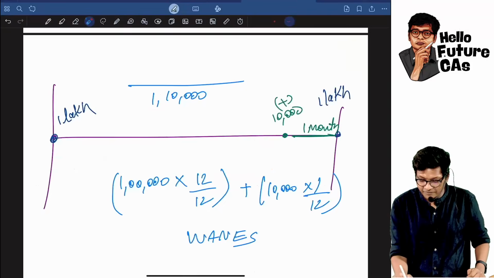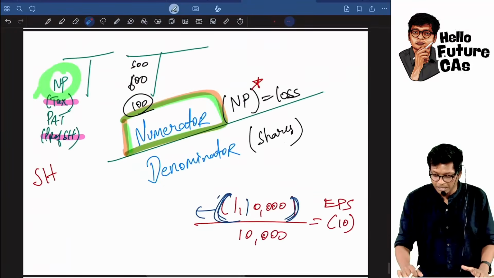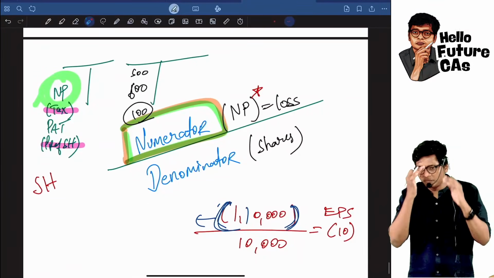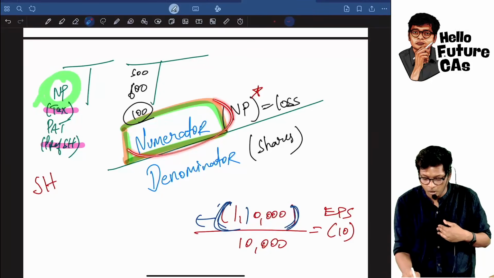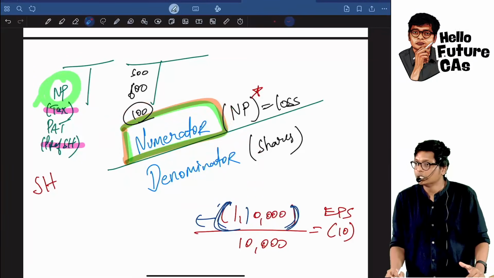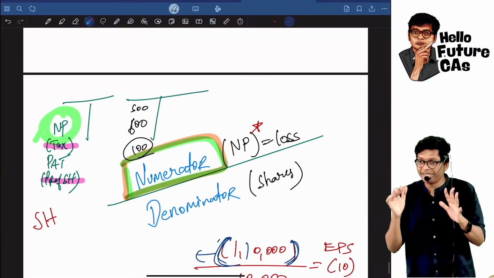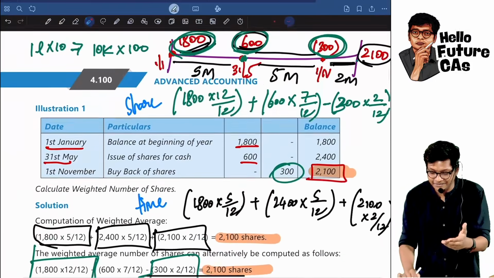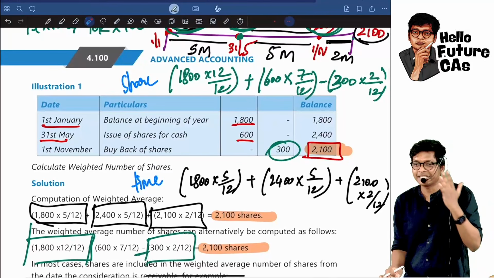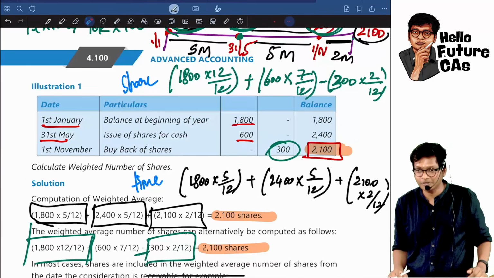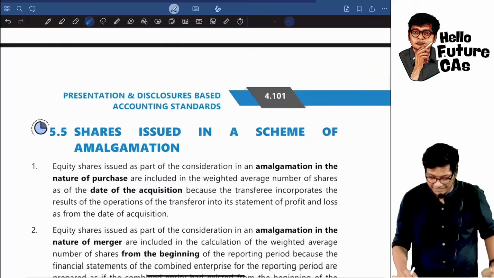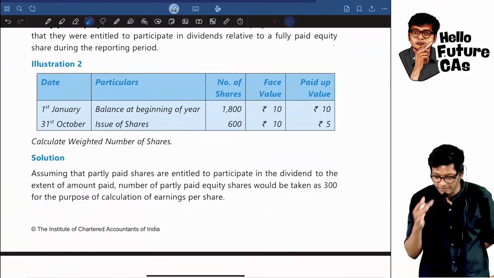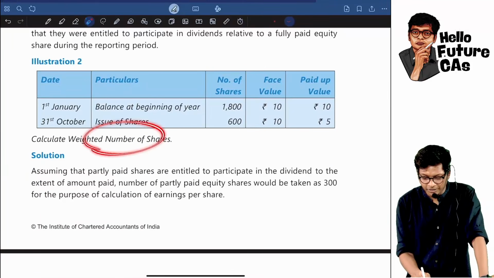So what I have done now, I have not done any sum. I have just told you the base, because for every sum this is mandatory. What is numerator? What is denominator? Now this is the base. Have you understood? That means if a basic sum like this comes, it's very easy. Calculate weighted average, illustration 2.